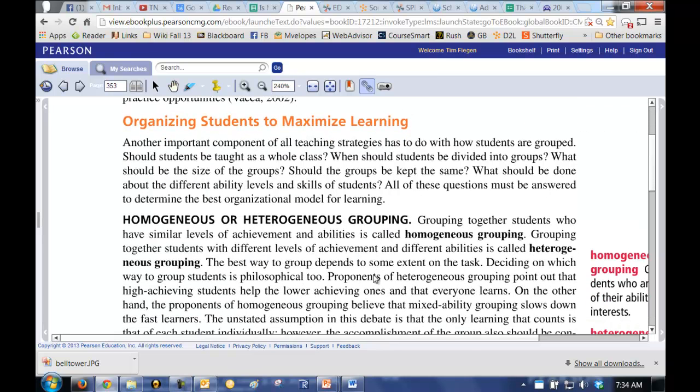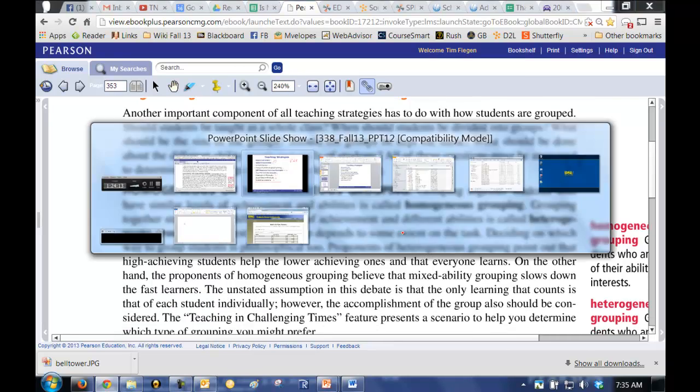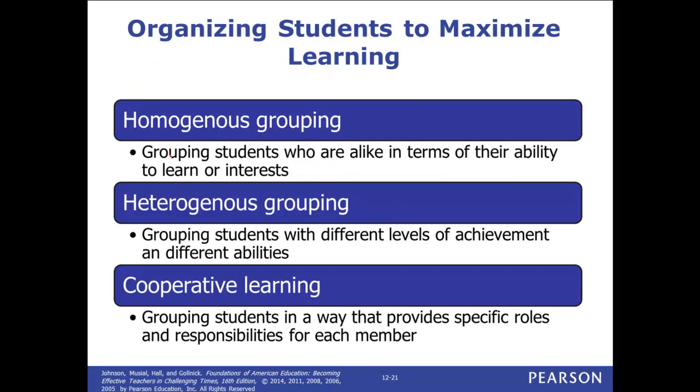All right. So organizing students to maximize their learning. And this is the different grouping here. Difference between a homogeneous group and a heterogeneous group. And you know how this is. Like a homogeneous group that they're alike in terms of their abilities to learn or interest. And heterogeneous students are different.